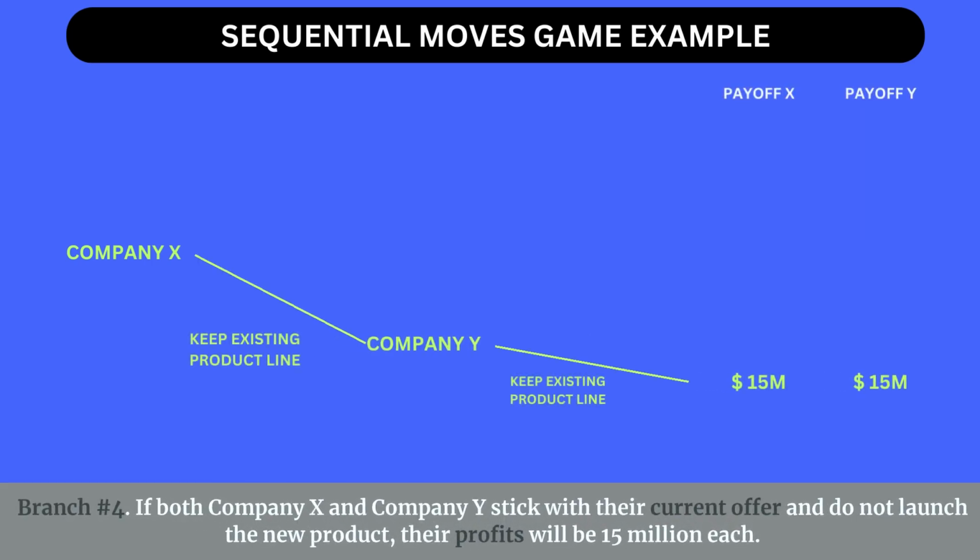Branch number 4. If both Company X and Company Y stick with their current offer and do not launch the new product, their profits will be 15 million each.